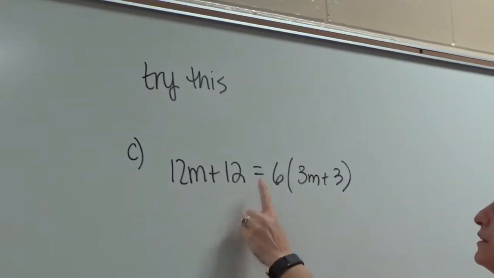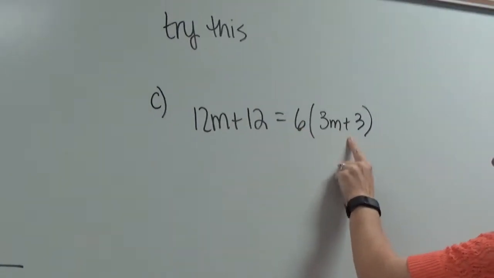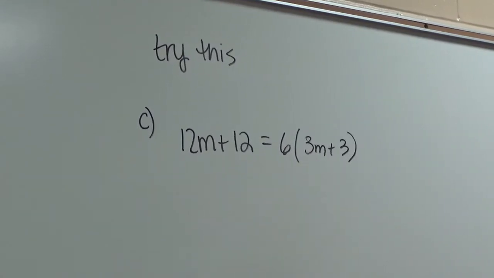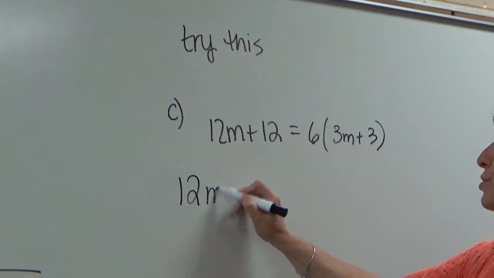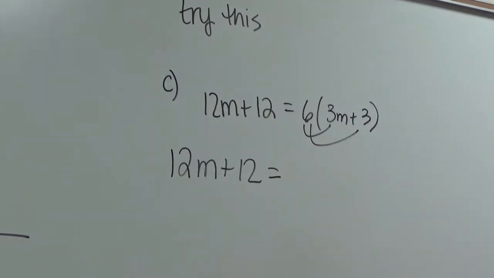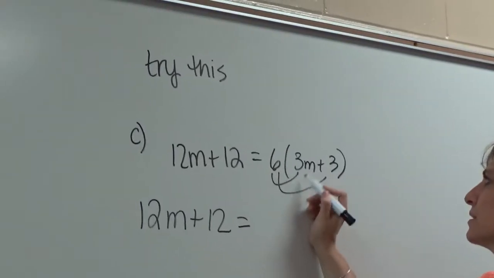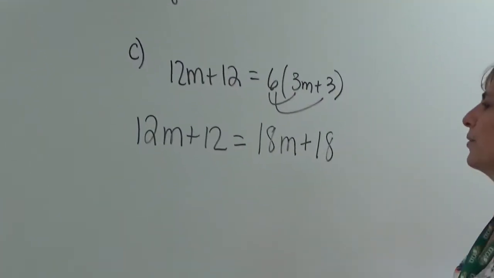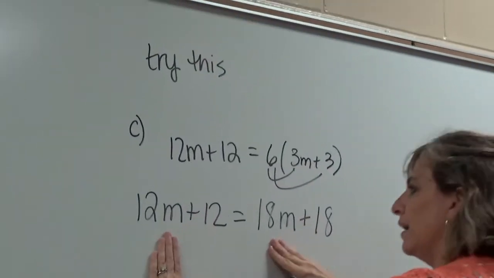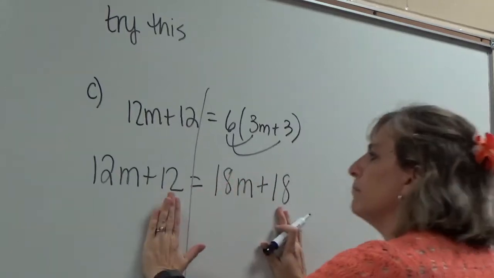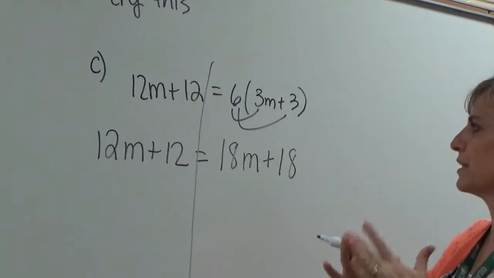12m plus 12 equals 6 times 3m plus 3. Go. Okay, so let's see if you got the right answer. I'm just going to copy down 12m plus 12 equals, and I'm going to distribute. You should be getting used to the word distribute. The 6 times 3 is 18m plus 18. Okay, again, I have like terms on either side of my equation, and I have numbers. You have to get the like terms together.